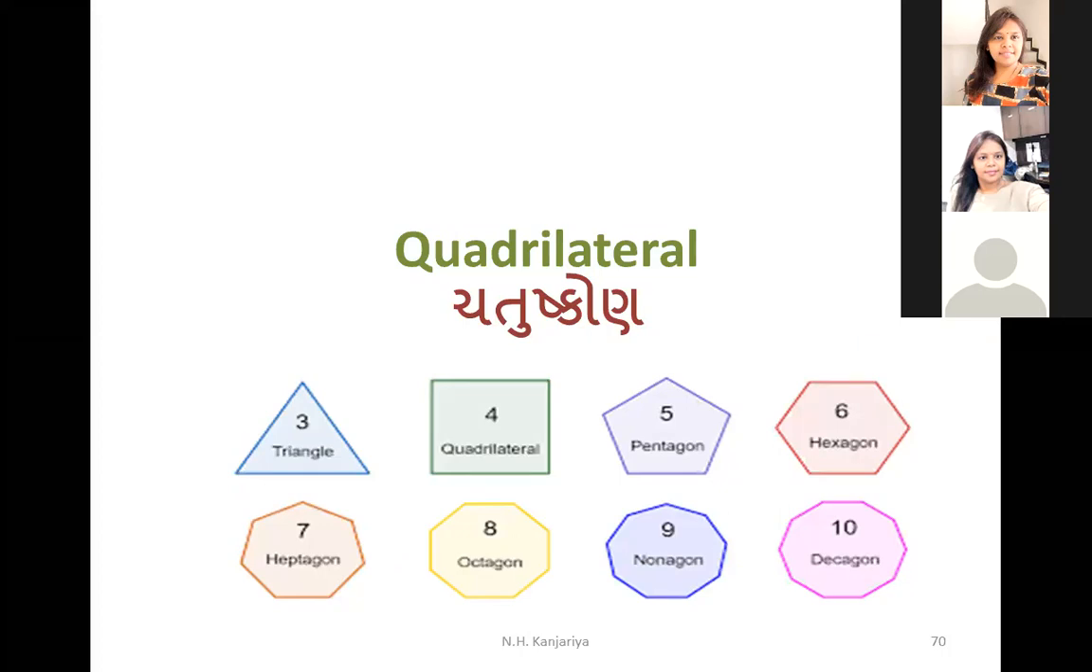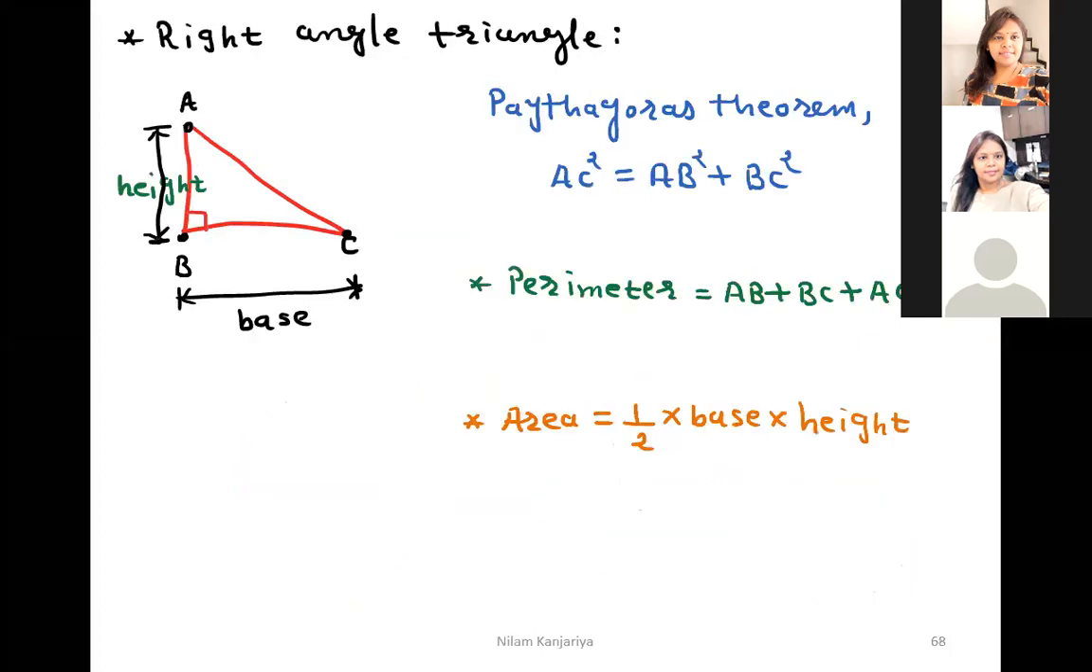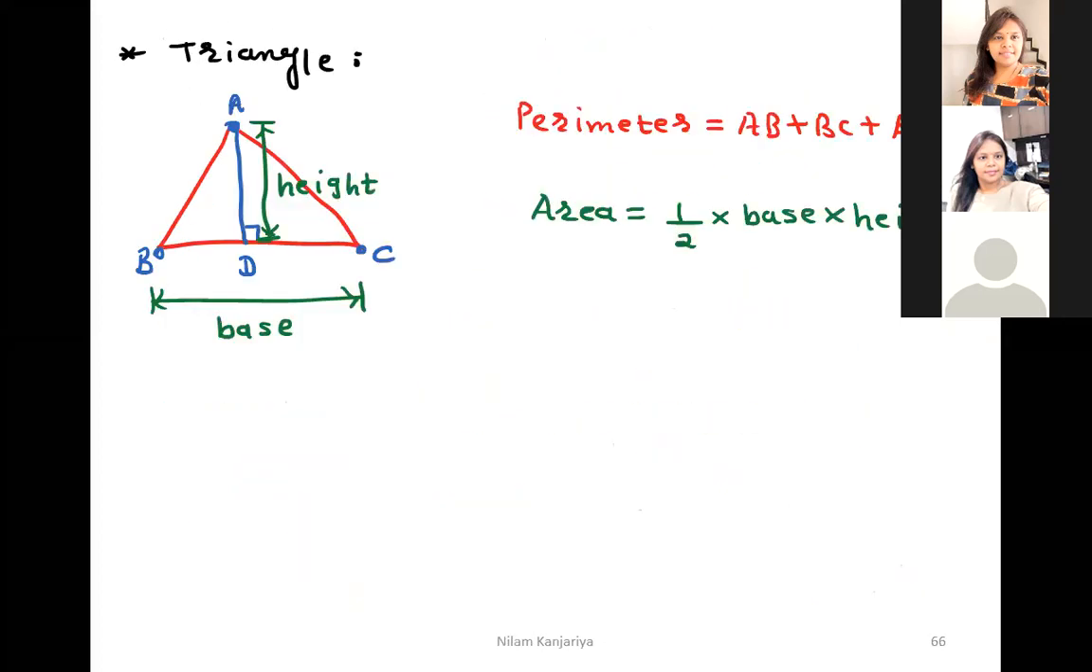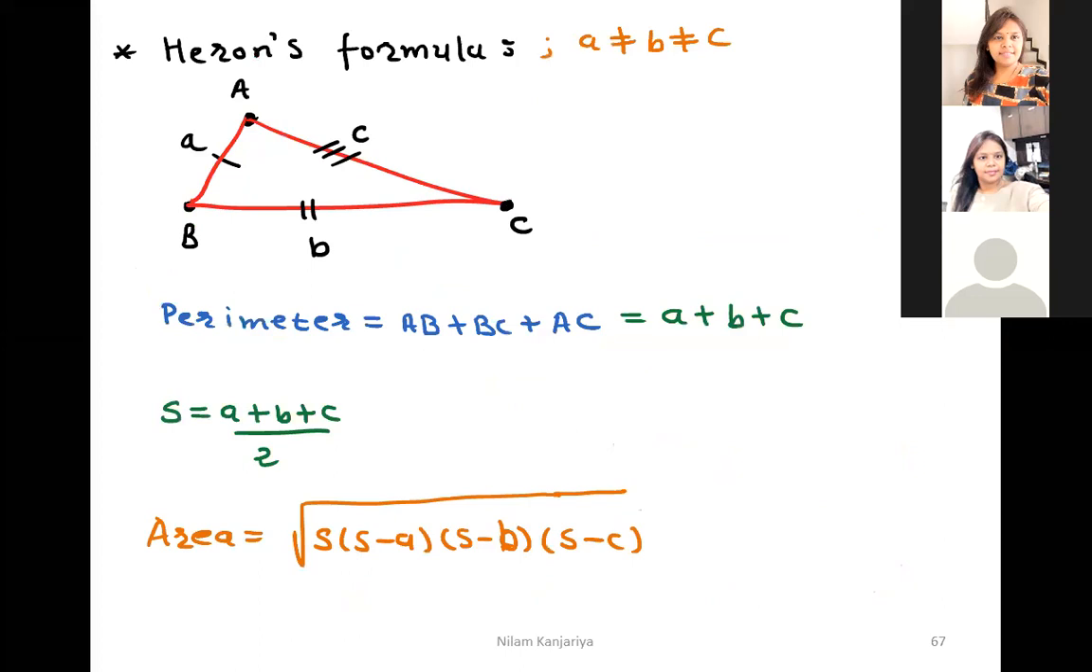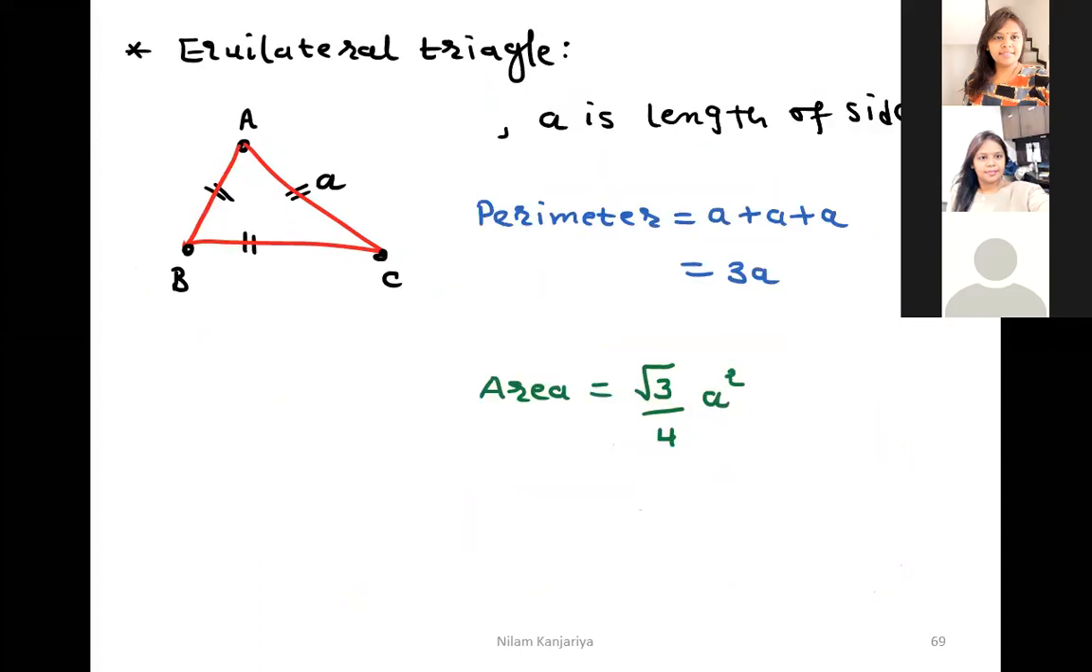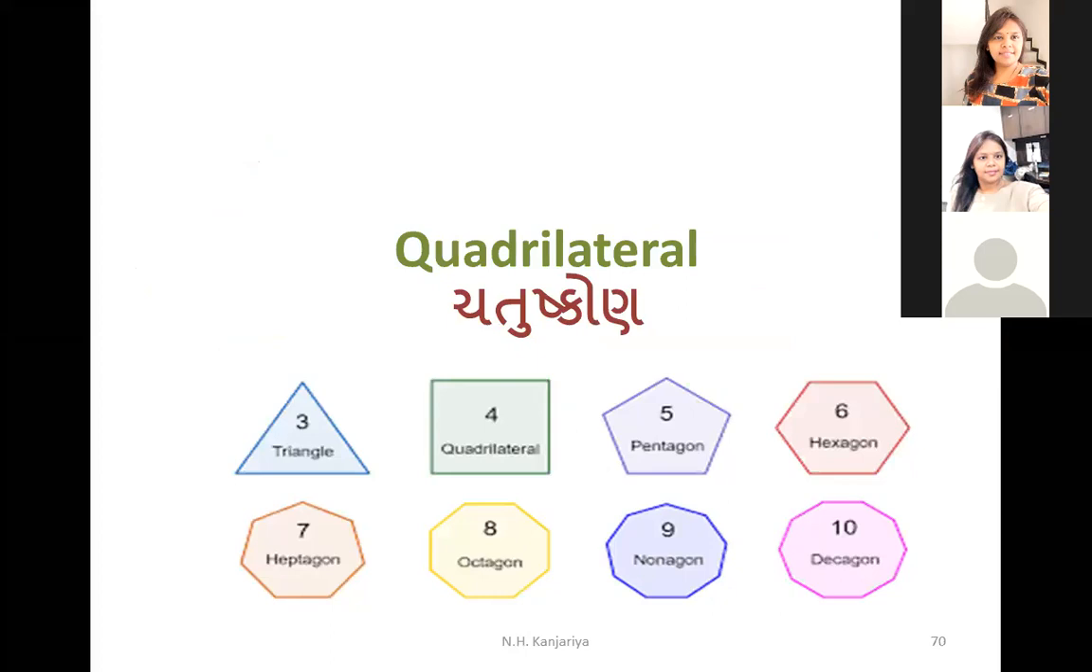So students, in the last lecture we completed the formulas of the triangle and their properties, and how we could apply the triangle formula to find the perimeter and area. These are the four types of triangle you have in this formula also. Today I'm going to start our new topic: the quadrilateral.